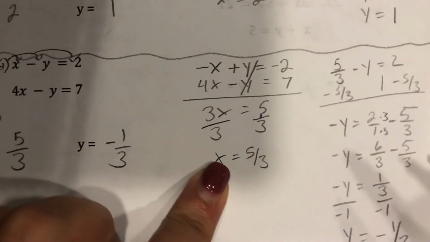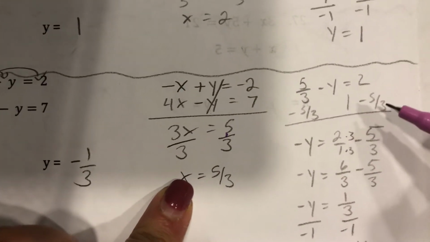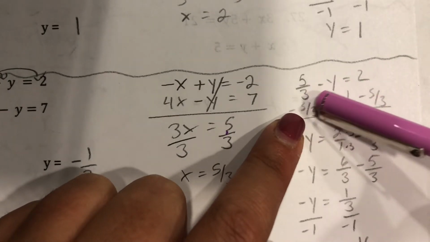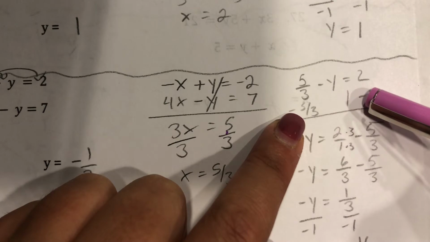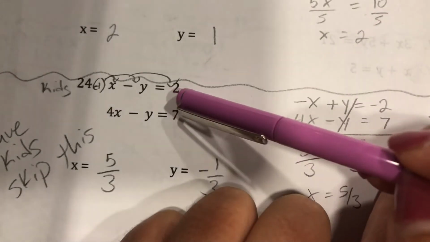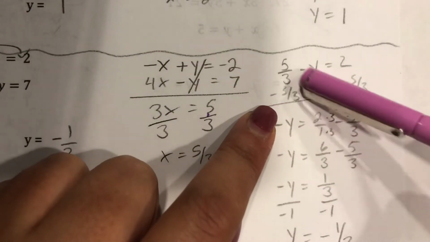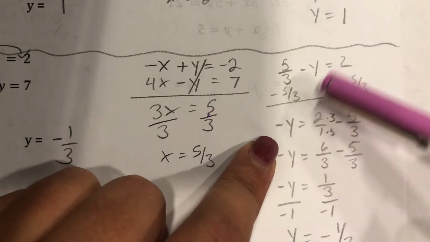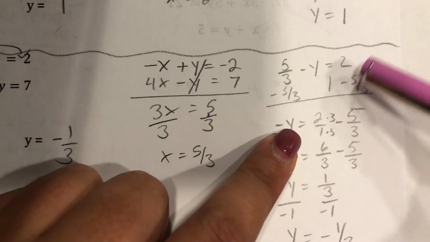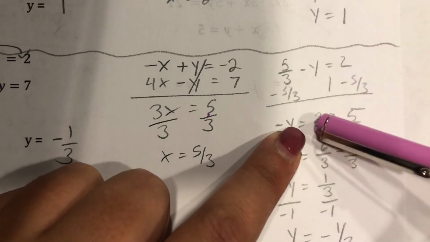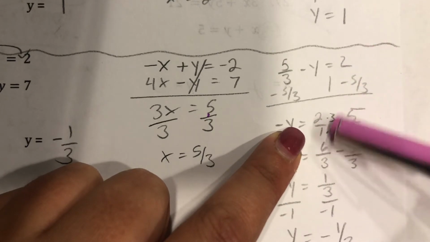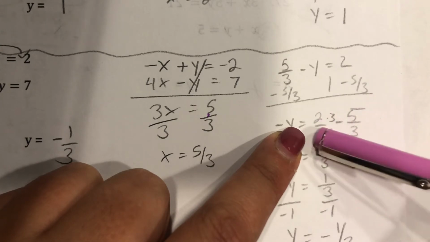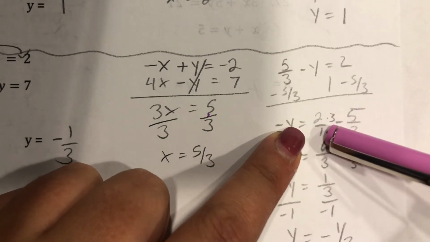Here's that problem, but it's not a very hard fraction. So if I look, I get -5 over 3 minus y equals 2. So I picked the top equation to do this time. Subtract -5 over 3 from both sides. I get -y equals, instead of this 2, I'm going to put it over 1 so that I can make it into a fraction, minus 5 over 3.